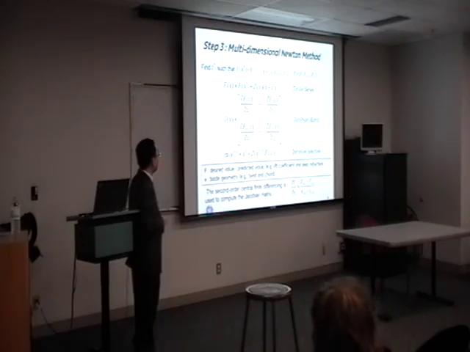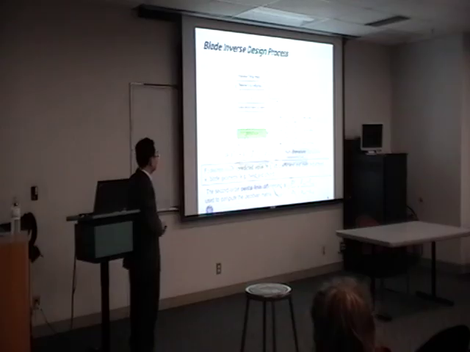So we can find this solution in an iterative fashion. x k plus 1 equals x k minus J inverse times f, so we can iterate this. And J is the Jacobian matrix, which is given by this term.